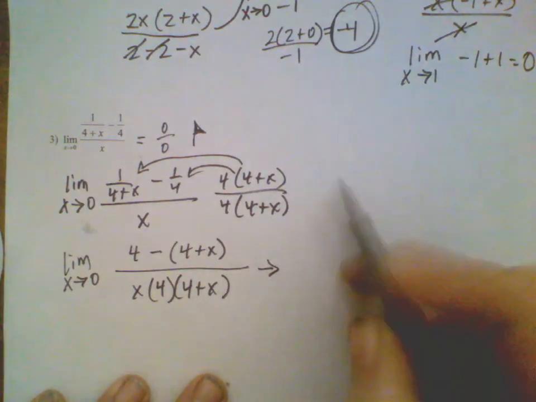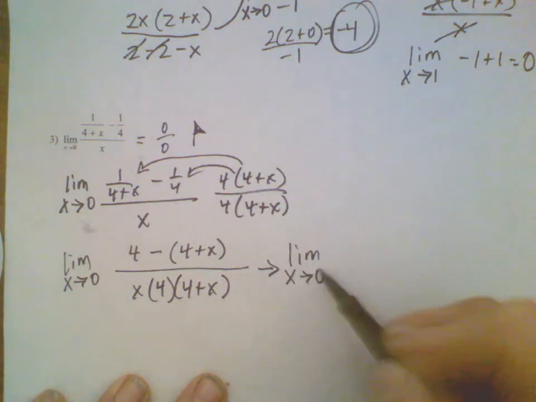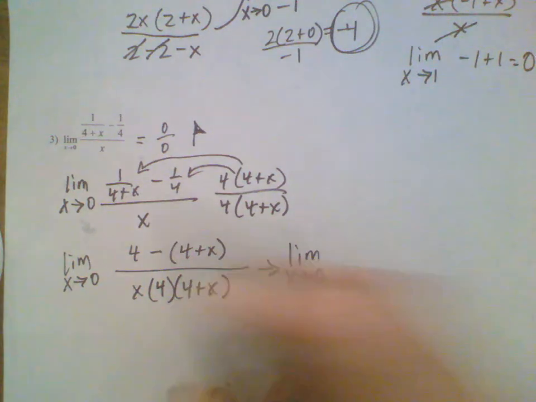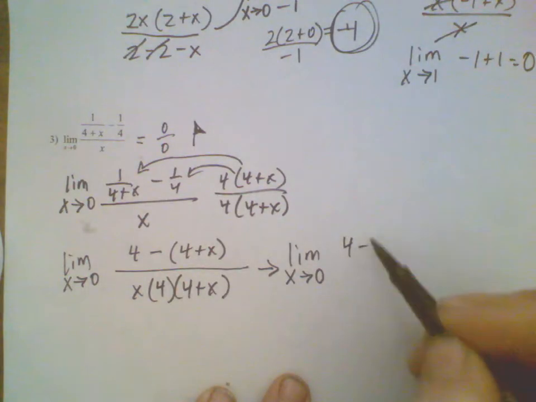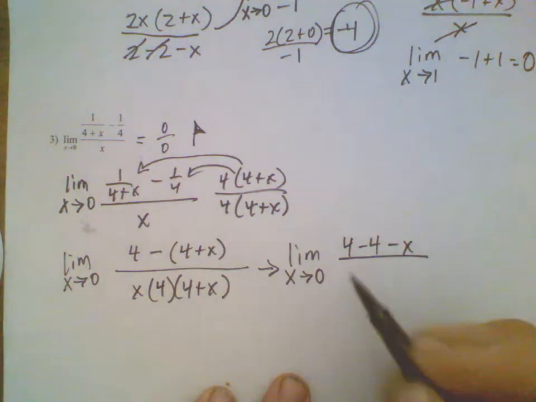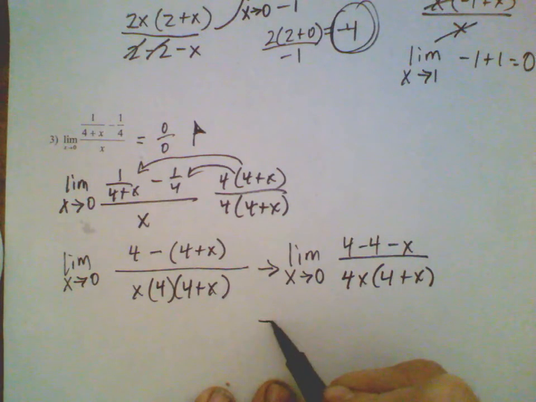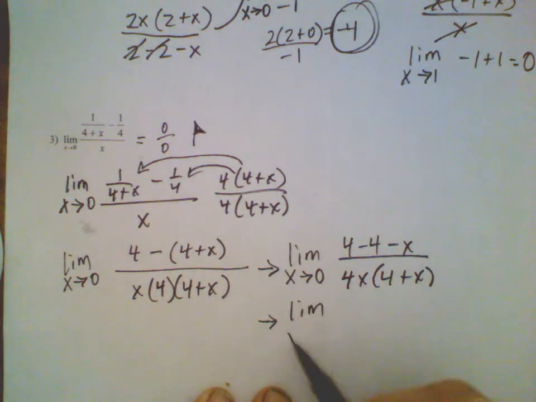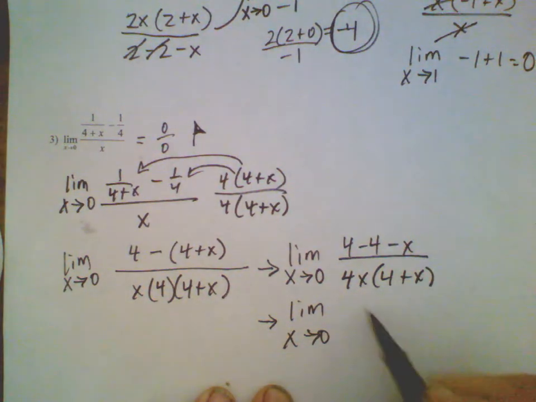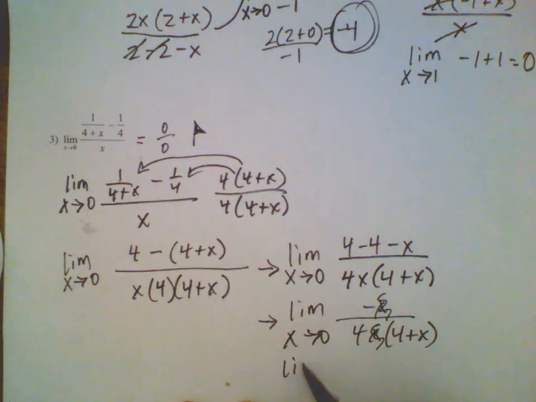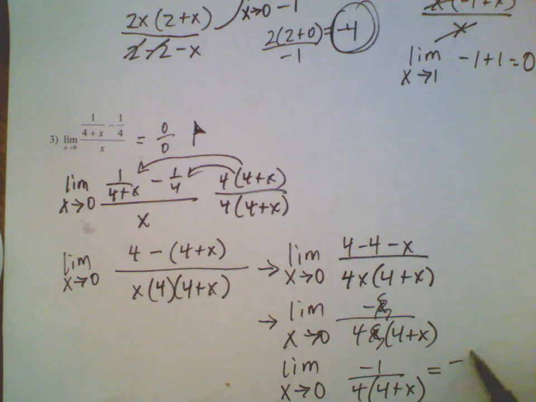When I simplify, I distribute that negative: 4 minus 4 minus x over 4 times x times 4 plus x. That leaves me with the limit as x approaches 0 of negative x over 4x times 4 plus x. The x's cancel. I'm down to the limit as x approaches 0 of negative 1 over 4 times 4 plus x. I plug in the 0 and get negative 1/16.